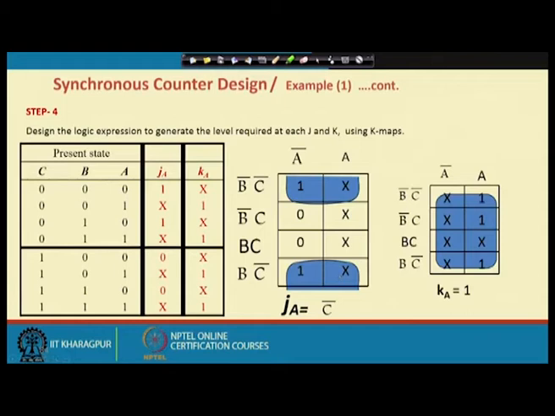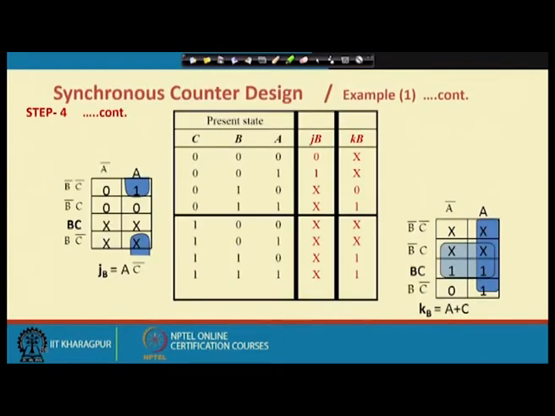After that, the step is you have to make the corresponding combinational logic. So, if the current state is 0 0 0, then we want that J A should be 1 and K A should be do not care. That way you write down the truth table, 0 0 0 to 1 1 1, and the corresponding expected values of J A and K A. Then you put it into a Karnaugh map, do minimization, and we see that the function we are getting for J A is C bar and K A is always equal to 1. So, J A equal to C bar and K A equal to 1 is the logic function for the A bit.